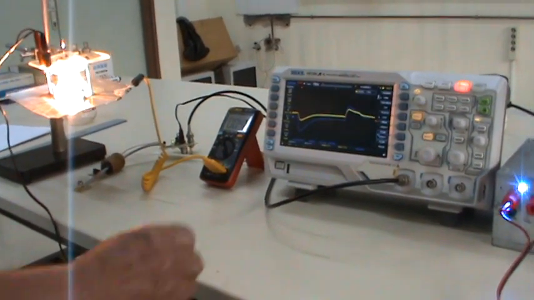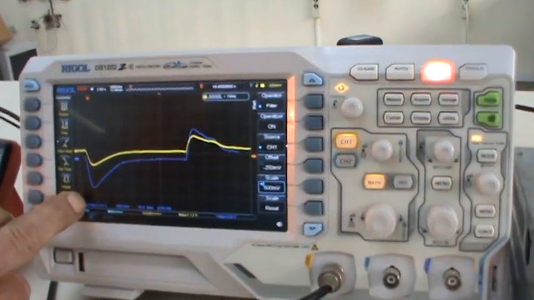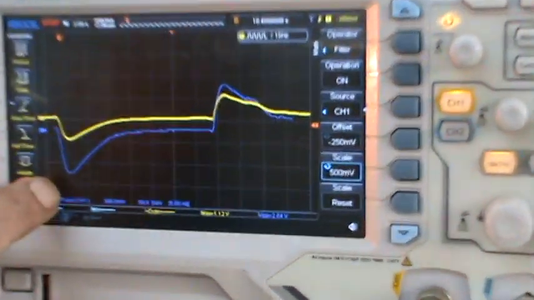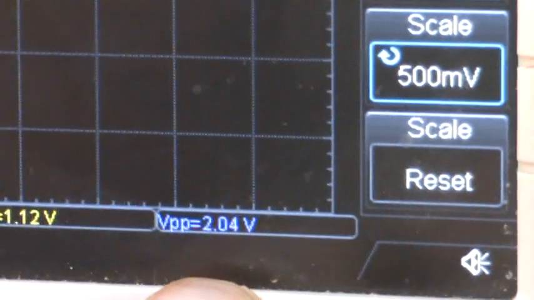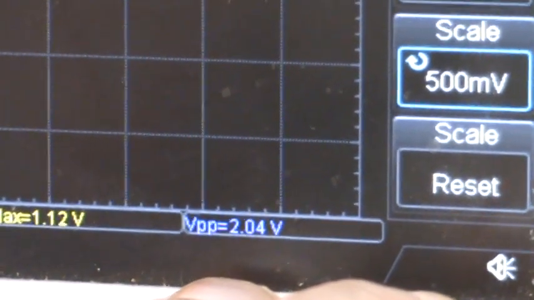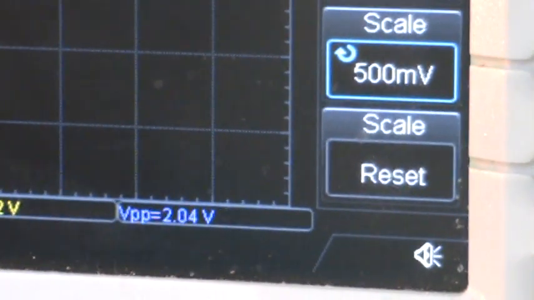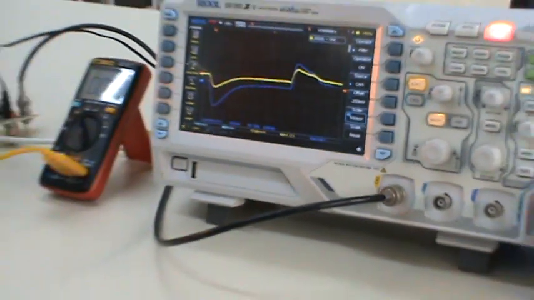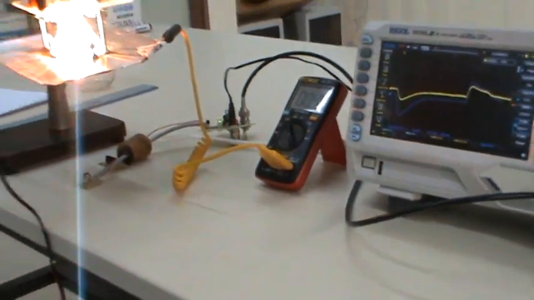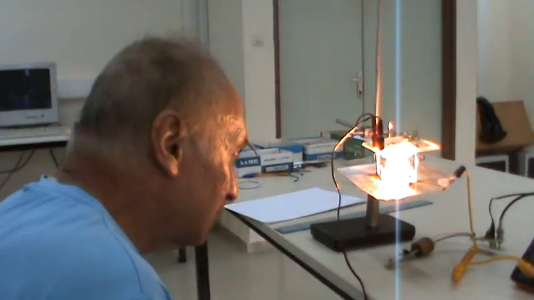And we measure the peak-to-peak voltage of the purple curve. This is shown here, which is the value of the peak: 2.04 volts. So this is a measure of the IR which hits the sensor.